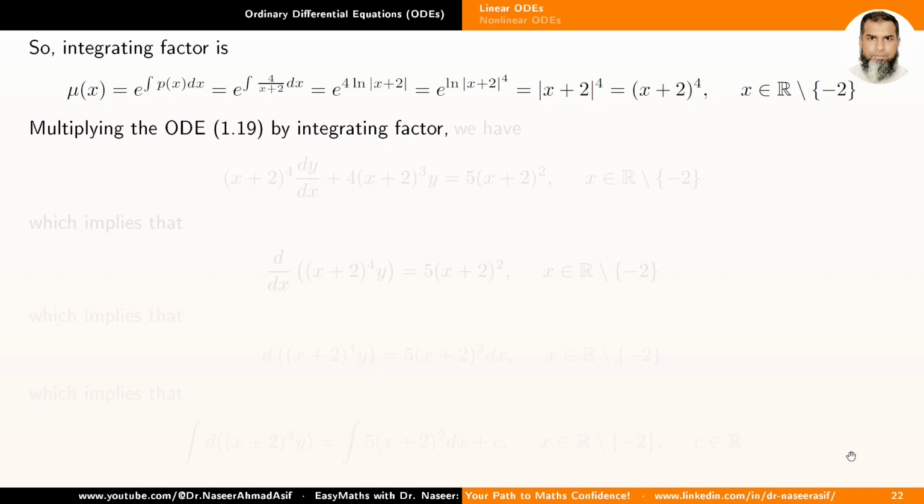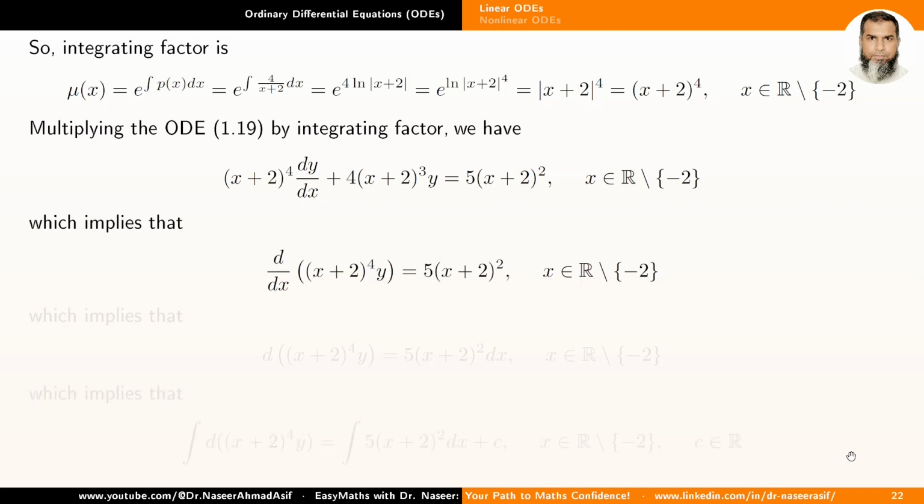Multiplying the ODE 1.19 by the integrating factor, we have (x+2) exponent 4 dy/dx plus 4 into (x+2)³ into y is equal to 5 into (x+2)², where x belongs to R other than -2. Well, this can be expressed as d/dx of (x+2) exponent 4 into y is equal to 5 into (x+2)². So d of (x+2) exponent 4 into y is equal to 5 into (x+2)² dx, where x belongs to R other than -2.